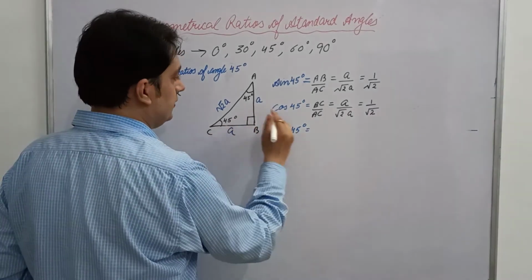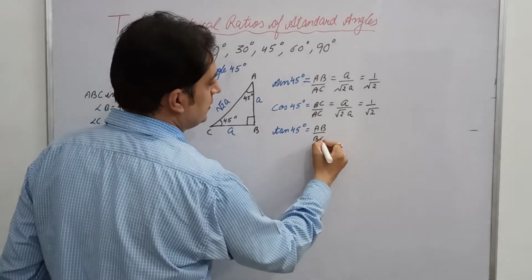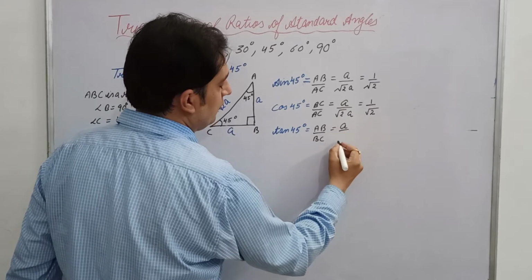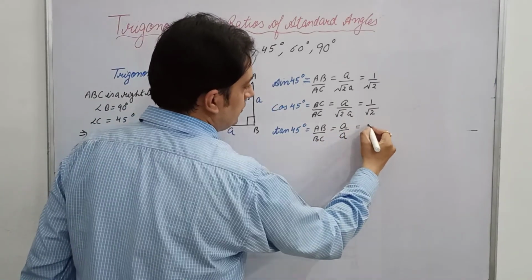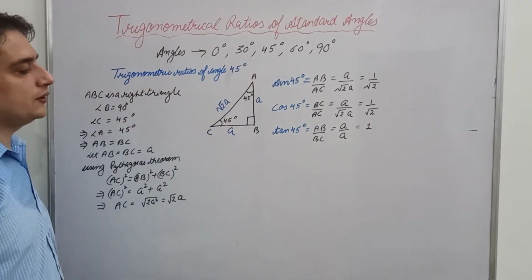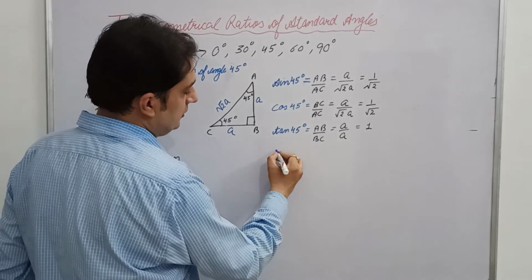So you can write this as AB by BC. AB value is a, the length of the side of the triangle, and BC is also a, so the value is 1. So the value is 1. So you can also find the values of their reciprocals.